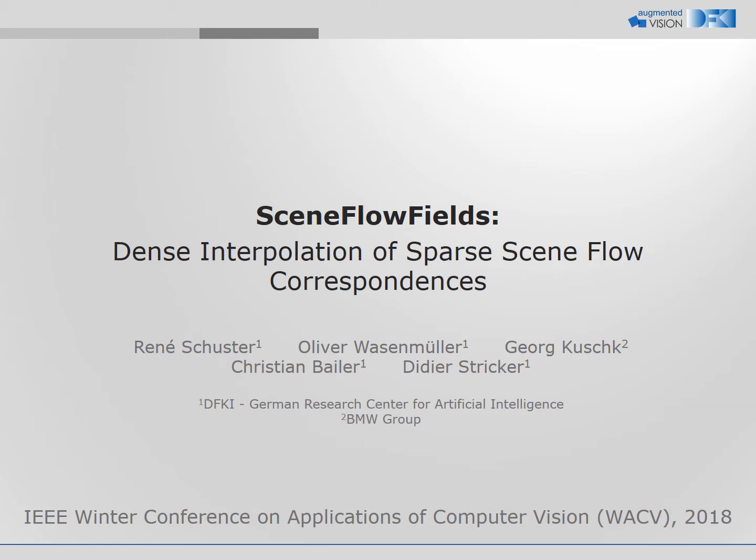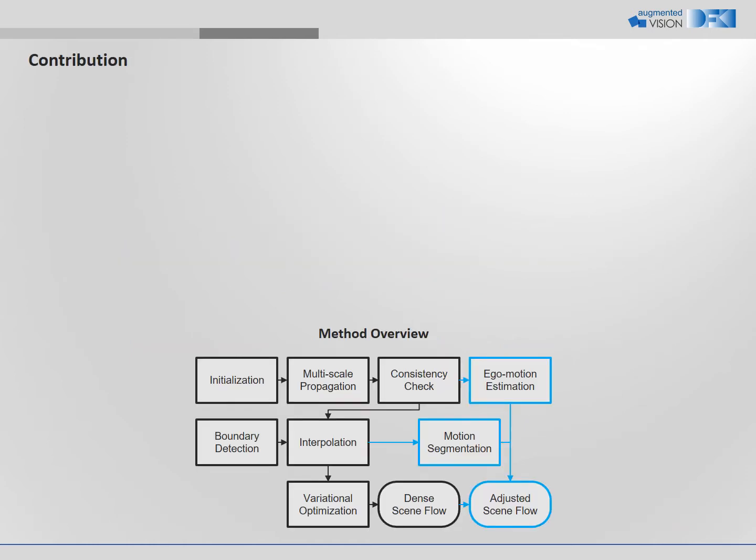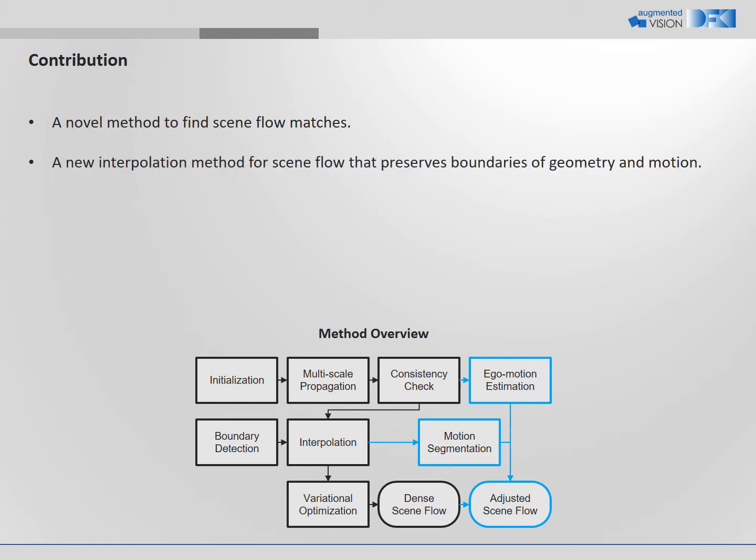In this video we present the supplementary material for our novel SceneFlow algorithm, SceneFlowFields. We find sparse correspondences across stereo image pairs and perform interpolation to produce dense 3D SceneFlow. Our algorithm uses a purely data-based matching term for propagation and random search to find correspondences. These correspondences are interpolated to a dense SceneFlow field, preserving boundaries of geometry and motion.